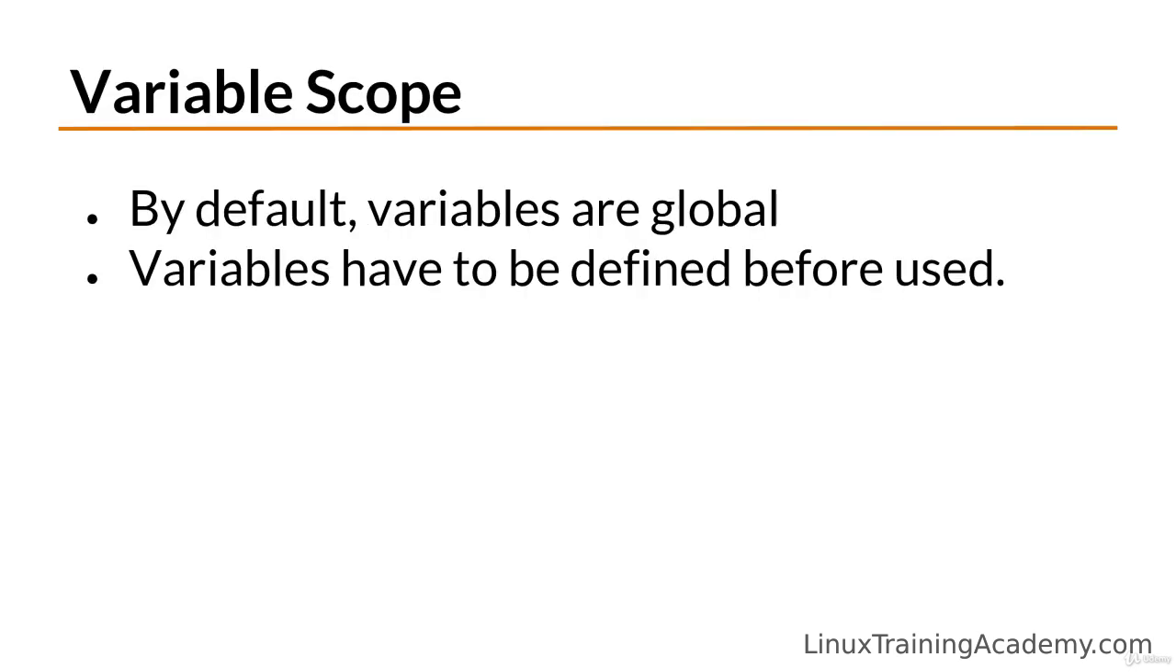By default, all variables are global. This means that the variable and its value can be accessed anywhere in the script, including in any function. The only small catch is that the variable has to be defined before it can be used.